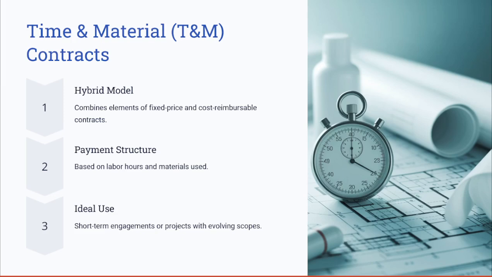The next type of contract we have here is the time and material contracts. Time and materials or T&M contracts are a hybrid model where vendors are paid based on hours worked and materials used. And these contracts provide flexibility when the scope is uncertain, but may lead to cost unpredictability. They are often used for consulting, software development, or staff augmentation. While they allow for quick adaptation to changing needs, they require close monitoring to prevent any excessive billing and inefficiencies.